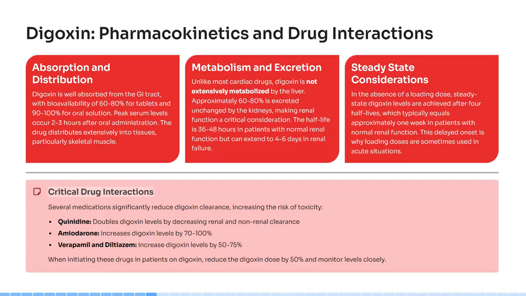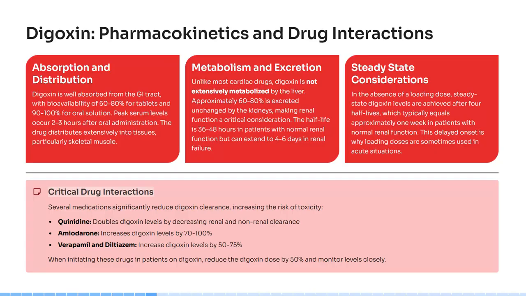So, some steady state considerations. In the absence of a loading dose, steady state digoxin levels are achieved after 4 half-lives, which typically equals approximately 1 week in patients with normal kidney function. And of course, delayed onset is why loading doses are sometimes used in acute situations.